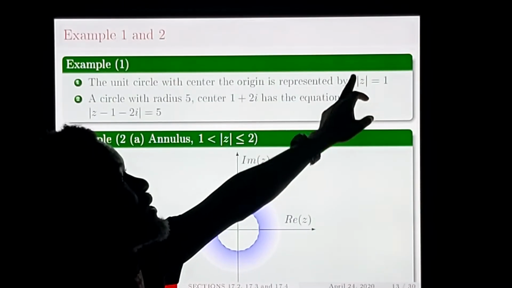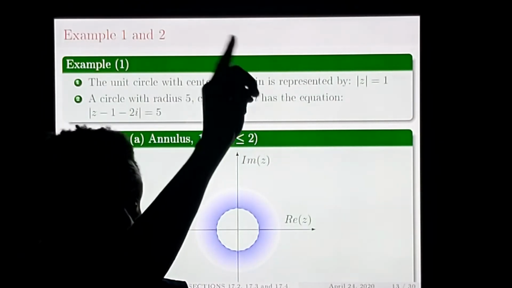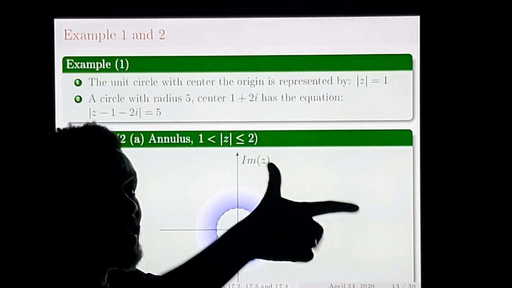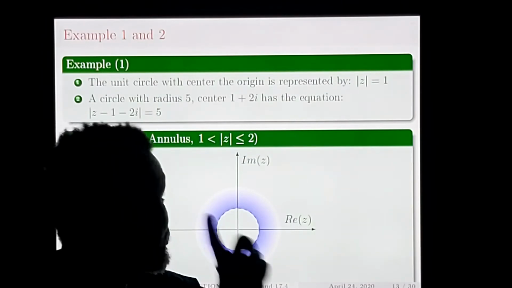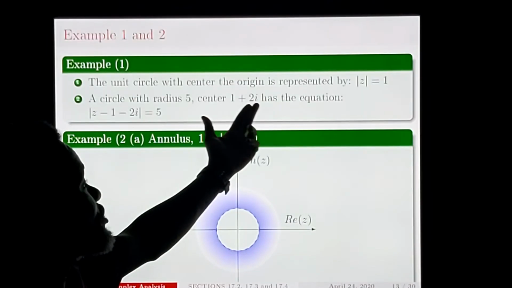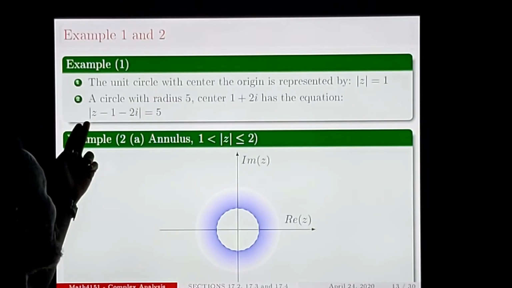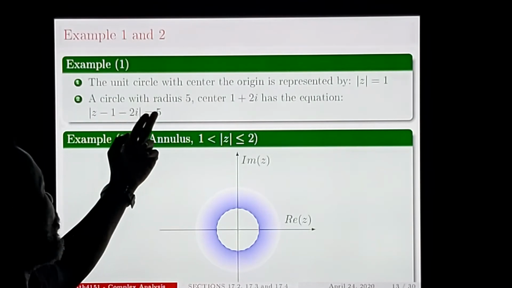By definition, what is this? Modulus of z is just the square root of x squared plus y squared equals 1. It means that it's a circle whose radius is 1, centered at 0, 0. Okay? The second one, a circle with radius 5, center 1 plus 2i, has this equation: modulus of z minus 1 minus 2i equals 5.